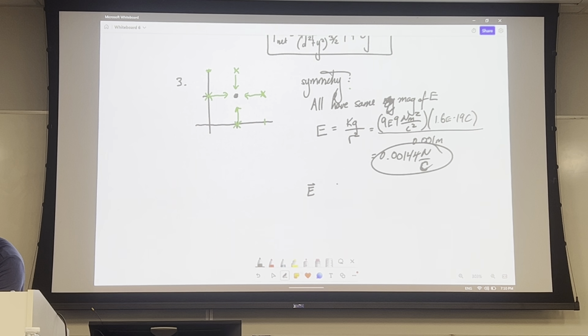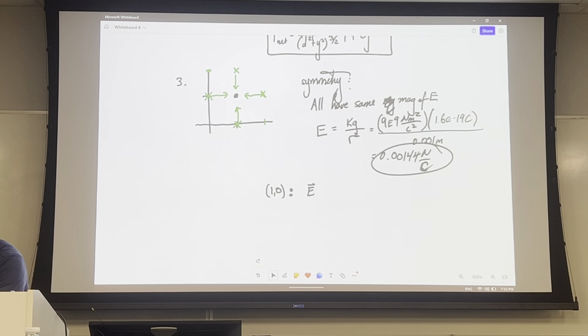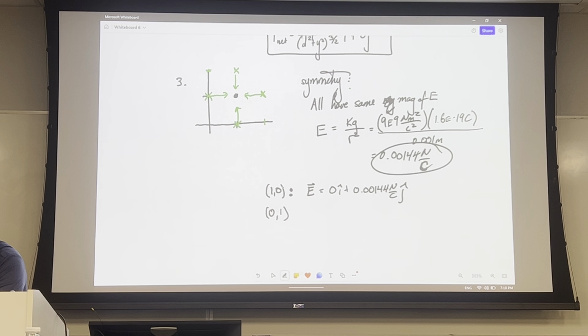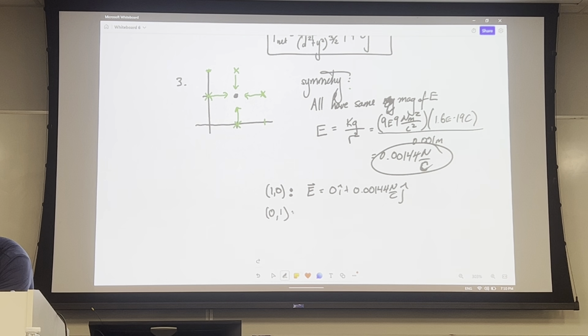So the electric field at (1, 0), that would be here. The electric field is just pointing straight up. So this would be 0 i plus 0.00144 newtons per coulomb in the j. At (0, 1), that would be over here. The electric field is pointing directly to the right. And so the electric field is equal to 0.00144 newtons per coulomb i plus 0 j.